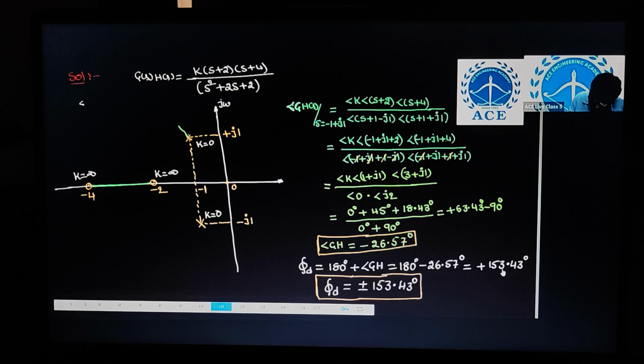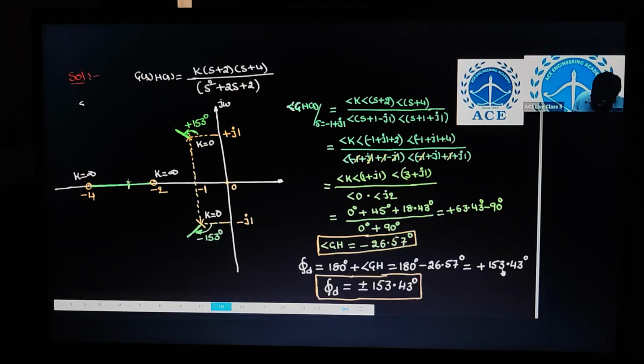Now draw the root locus diagram. That means this pole will depart with the angle of 153 degrees. This pole will depart with the angle of plus 153, and this pole will depart with the angle of minus 153.